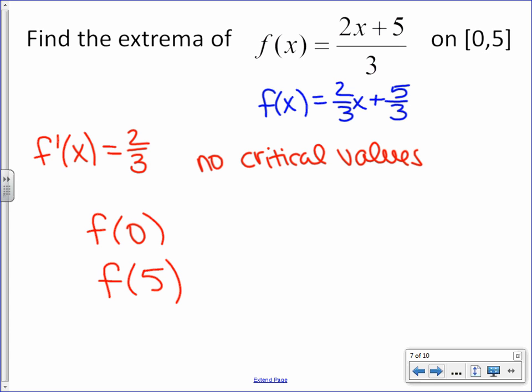When we plug in 0, we get 5/3. When we plug in 5, we get 3. 5/3 is our lowest number, so we say that's our minimum. 3 is our highest number, so we say that is our maximum. So we have a minimum at the coordinate (0, 5/3). We have a maximum at the coordinate (5, 3).